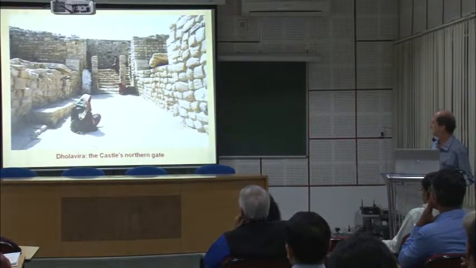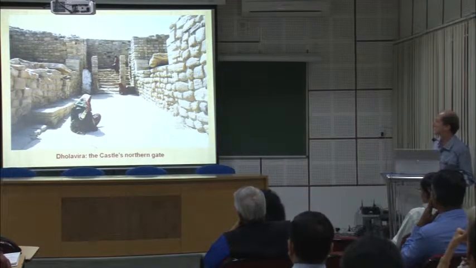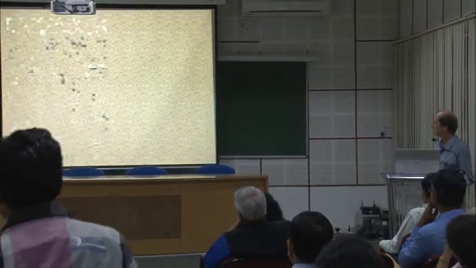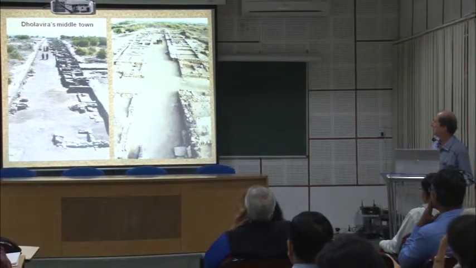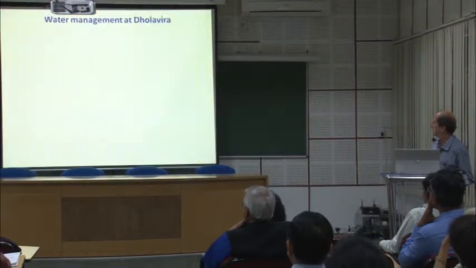These are other views, just to give you a feel of the impressiveness and massiveness of the construction made of stone. This is the so-called castle where the rulers must have lived, one of the gates into the castle. And these are two broad streets in the middle town. So all of it, again, is geometrically aligned, as elsewhere.